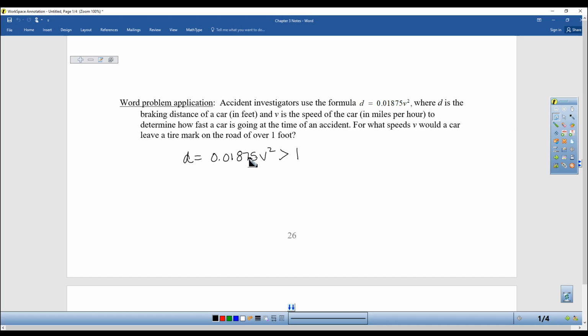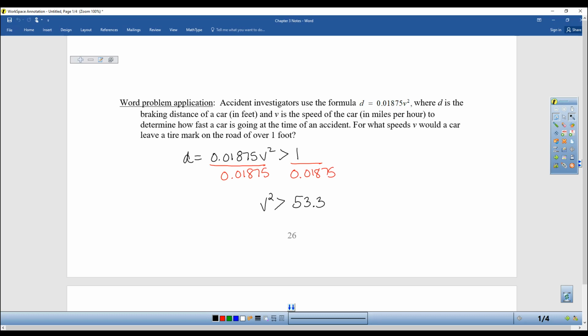So we want this distance, which is equal to this 0.01875 v squared, to be greater than 1. So our first step is going to be to divide both sides by 0.01875. And when we do that, we get, sorry, I have to do it on my calculator. This is definitely not math I can do in my head. 53.3 repeating.